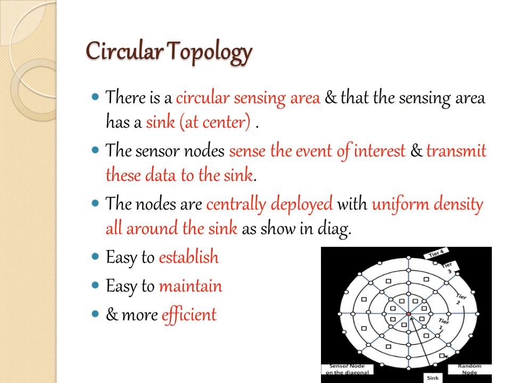Now next is circular topology. In circular topology, there is a circular sensing area, and the sensing area has a sink at the center. The sensor nodes sense the event of interest and transmit this data to the sink. The nodes are centrally deployed with uniform density all around the sink, as illustrated in the diagram. Such kind of topology is easy to establish, easy to maintain, and more efficient.